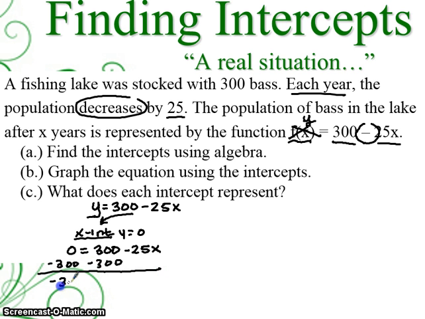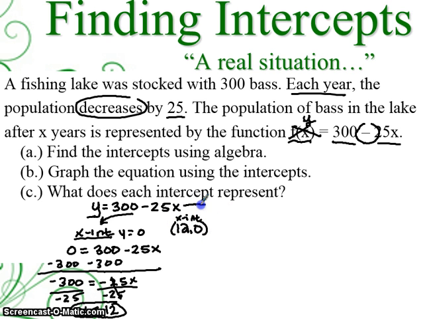We get negative 300 is equal to negative 25x. Divide each side by negative 25 to get a coefficient of 1, or 1x is equal to negative 300 divided by negative 25. Negative divided by negative is a positive, and 300 divided by 25 is 12. That means that our x-intercept is the point 12, 0.